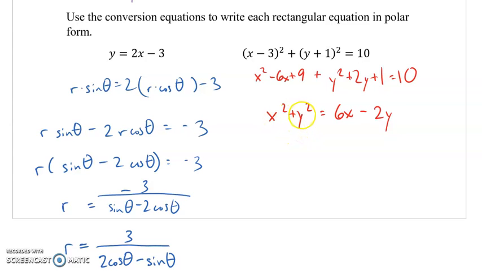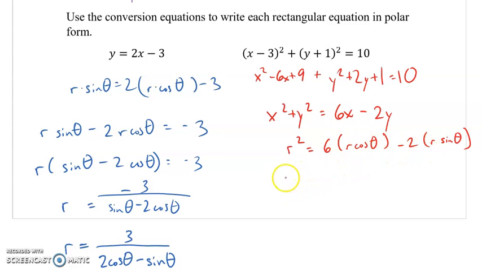Again, we know that x squared plus y squared is in fact r squared. And then we've got 6 times x minus 2 times y. But I know that x is r times the cosine of theta, and I know that y is r times the sine of theta. Okay? So we'll notice now that we've got 3 terms, 1 on the left side, 2 on the right side, but they all have r in them.